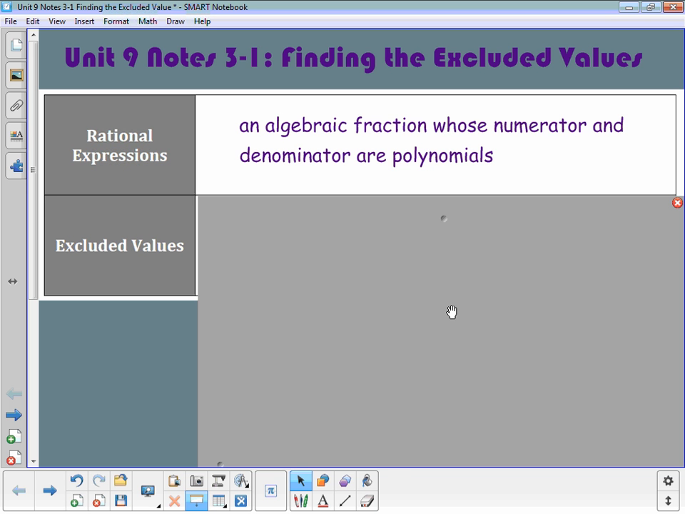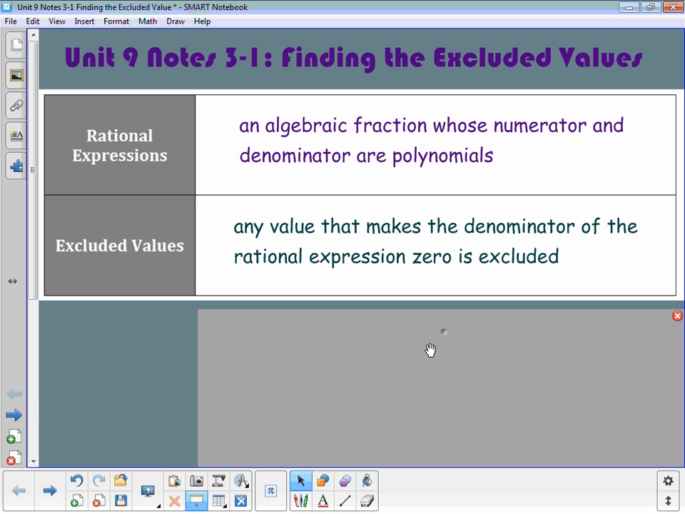A rational expression is an algebraic function whose numerator and denominator are polynomials, meaning they have a squared term, or they're factored. A polynomial is things that have more than one term. So instead of just having 4/5, we might have something like 2x plus 1 over 3x plus 2. That would be a rational expression because there's a polynomial on the top and the bottom.